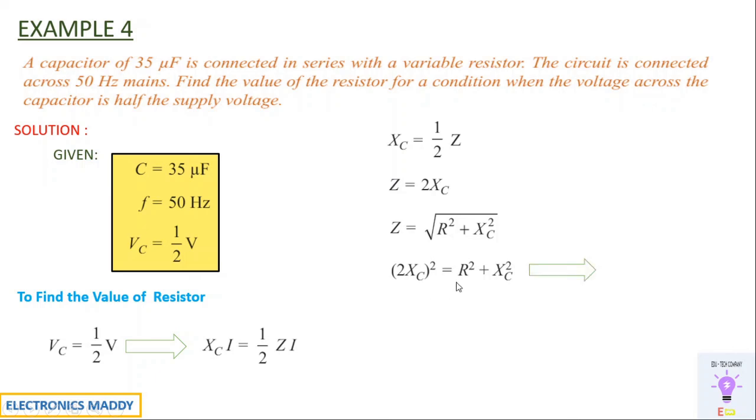Derive a relationship between Xc and R. So if you solve this equation, you'll be getting R square is equal to 3 into Xc square. So what does that mean? If we know the value of Xc, we can find the value of R, isn't it?